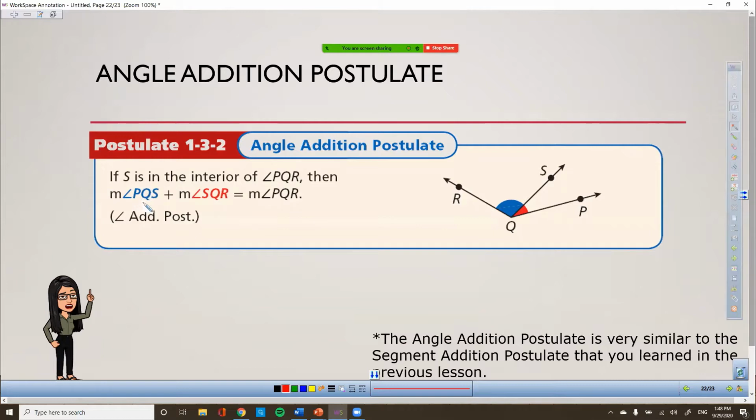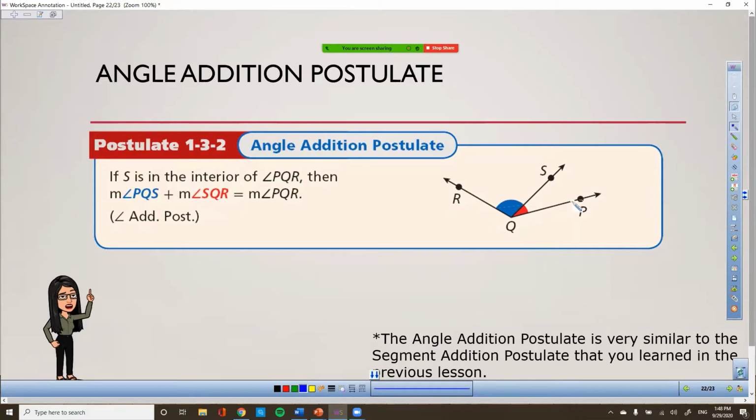That tells me that the measurement of angle PQS plus, so this angle right here, angle PQS, plus the measurement of angle SQR, so this part plus this part, should equal the measurement of angle PQR, the entire thing put together. So this is very, very similar to the segment addition postulate, but I know there's a lot more letters involved. So to make it easier for ourselves, let's go ahead and name these angles here.